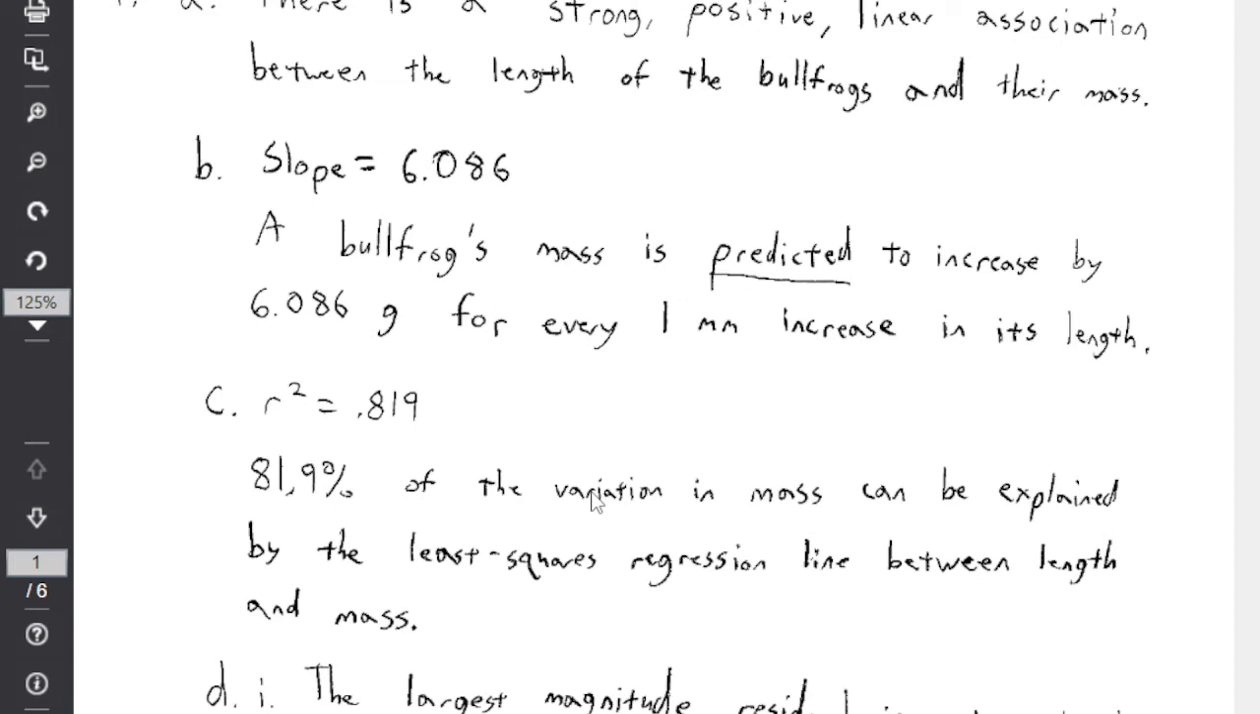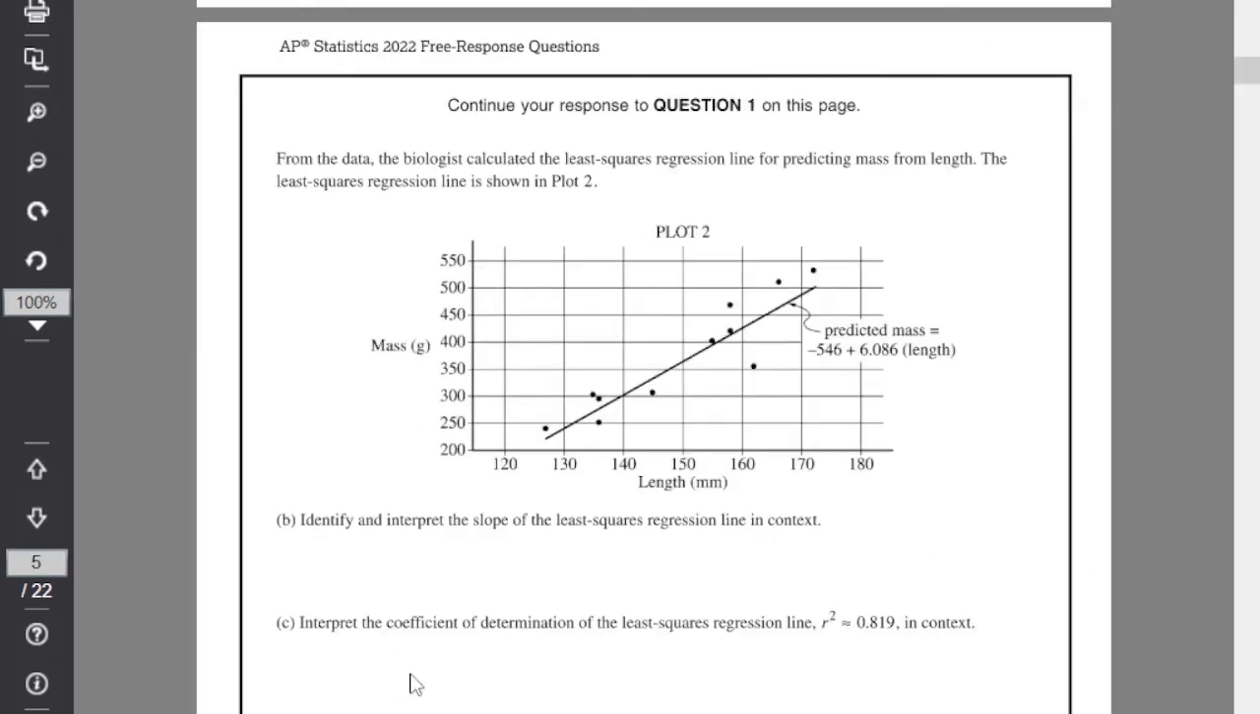Then it asks you to interpret r squared. There's your interpretation of r squared in the context of the question. Percent of the variation in y can be explained or can be accounted for by this least squares regression line. Percent of variation in y that can be explained by the least squares regression line. That's part C. Then part D.